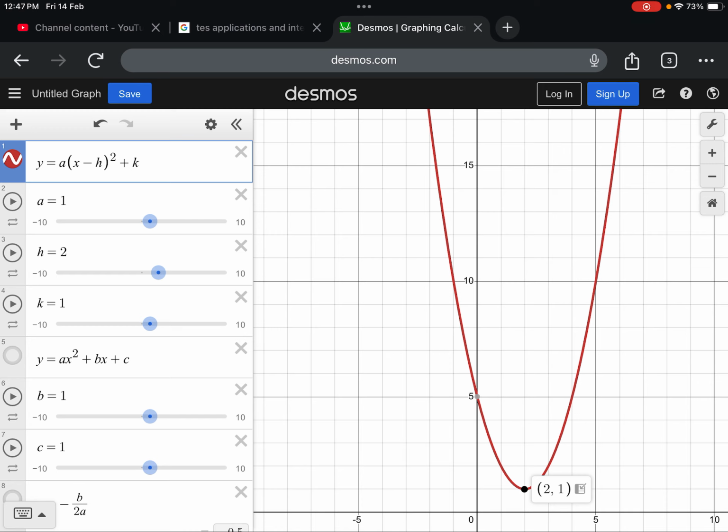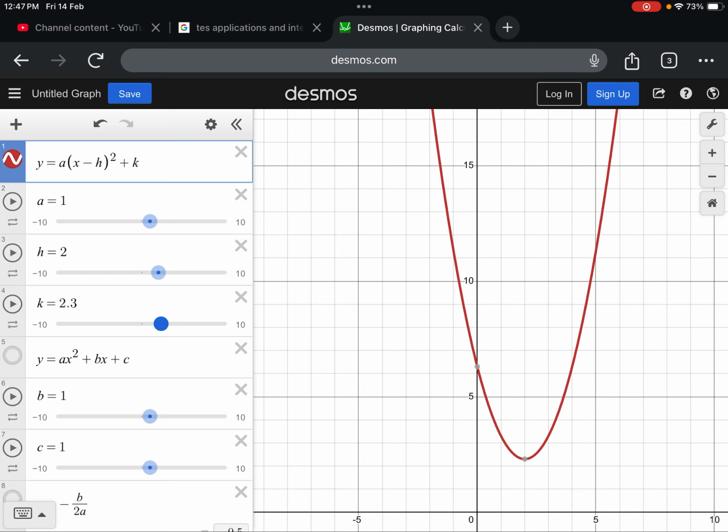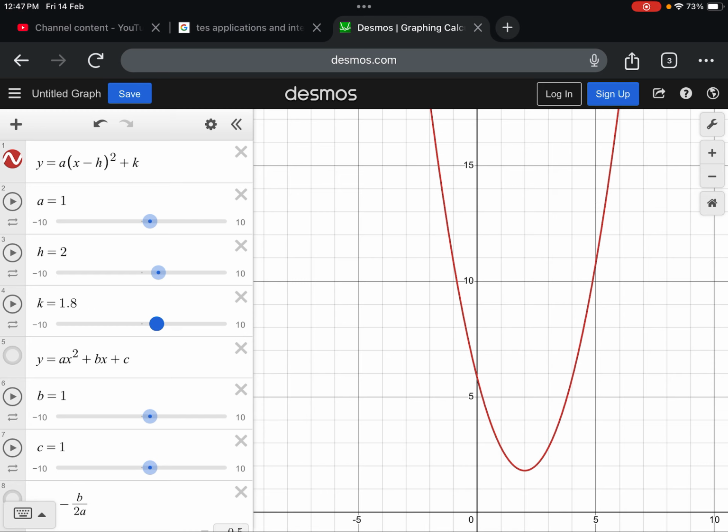Now look at that. If I change this k value to a 2, it seems that my graph has gone up. And look at what happened to the vertex as well. It became (2, 2). So it seems like h and k do indeed indicate the coordinates of the vertex, or the turning point, or what we call the minimum point of this graph.